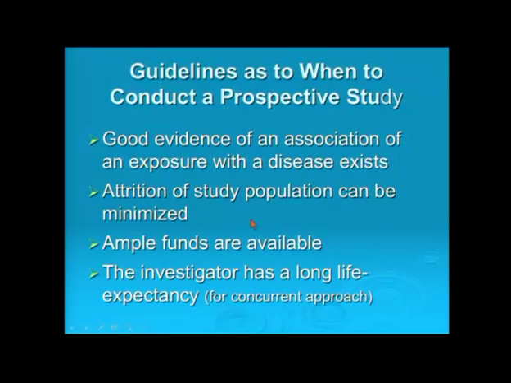You only do a cohort study or a prospective study when you can maintain contact and follow up with your study population. You want to minimize attrition. If you lose more than 5% of your sample in follow-up, your study is going to be biased and you'll never get it published in a good place and people won't pay attention to it. So minimizing attrition is always a major issue in a prospective study. You need to have ample funds. Usually this comes with grant funding because they're very expensive.